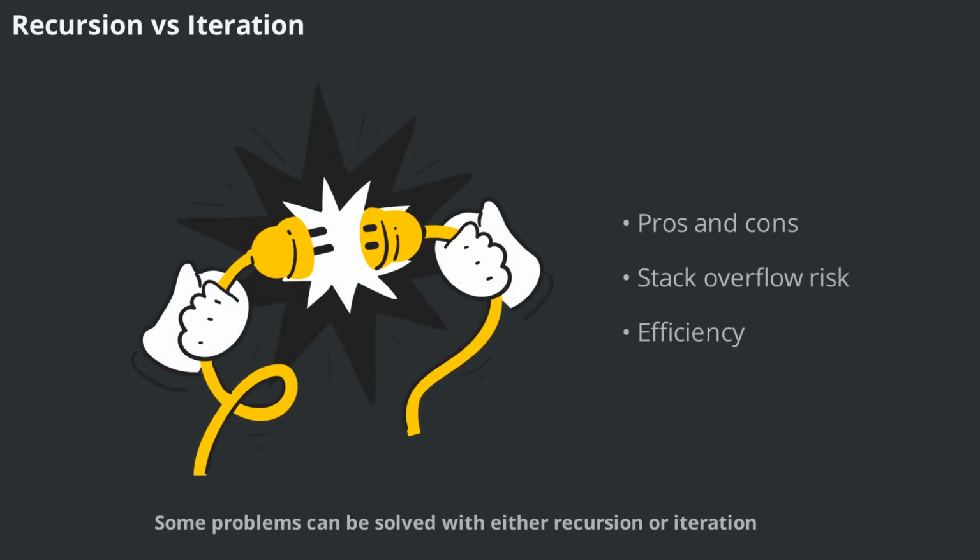Some problems can be solved with either recursion or iteration. Understanding the pros and cons of each approach helps you choose the best solution. Recursion is elegant but can lead to stack overflow, while iteration is often more efficient for large datasets.